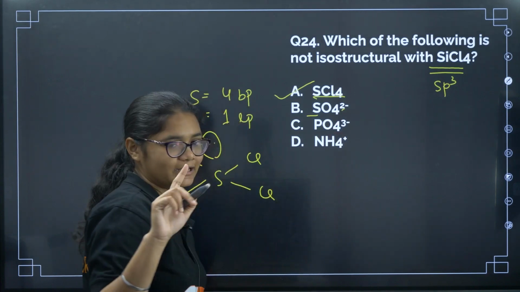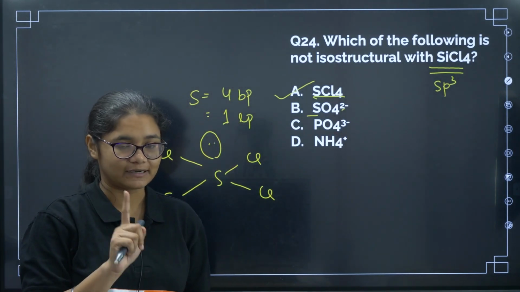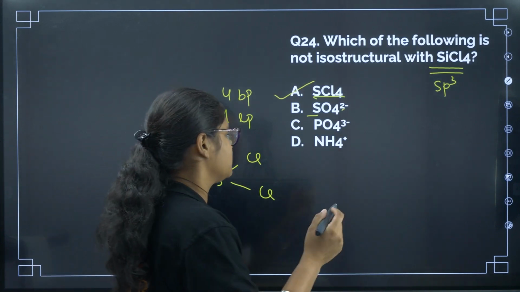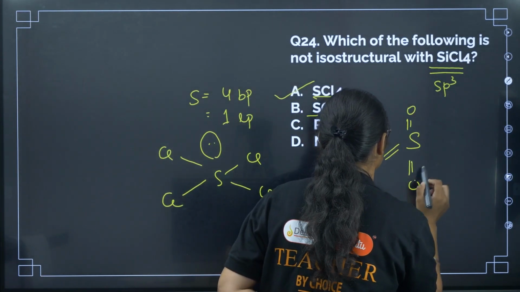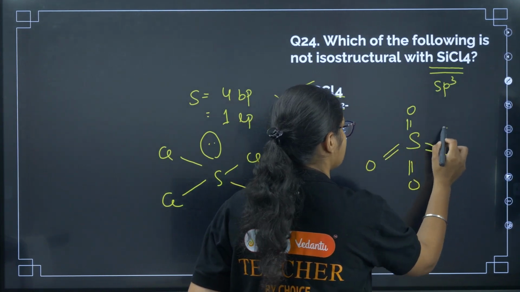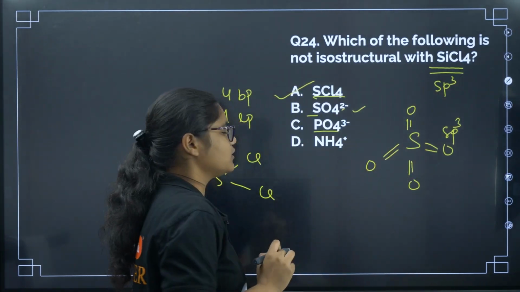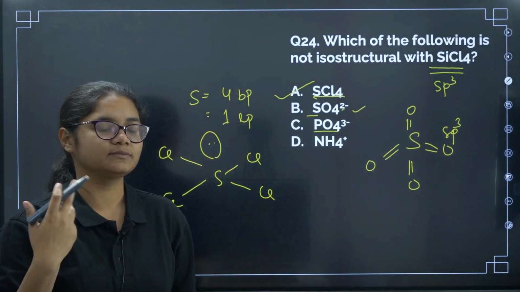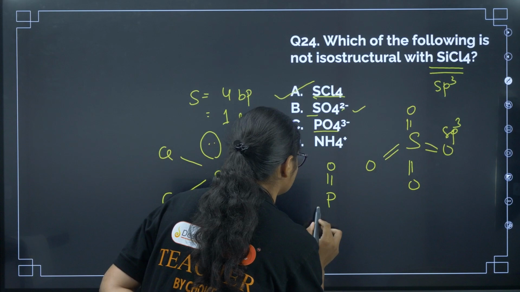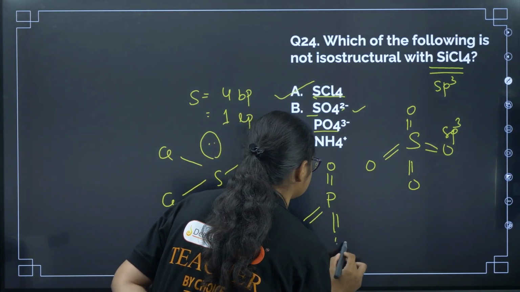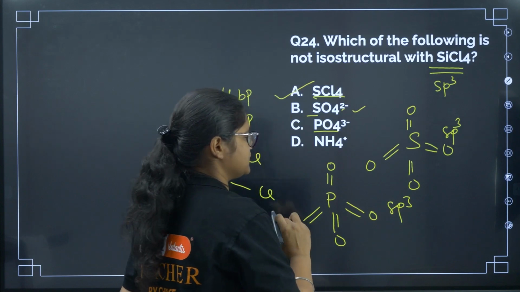SO4 2 minus, so 8 valence electrons, 6 valence electrons for sulfur plus 2 added electrons, that is 8 valence electrons forming 4 bonds. So we will have the structure like this for SO4 2 minus. There are 4 sigma bonds, so it is sp3 hybridization. This is isostructural. PO4, if you see, there are again 5 valence electrons plus 3, 8 valence electrons. Now in 8 valence electrons, if you do like this, we'll get the structure like this. Okay, so this is again sp3 hybridization.